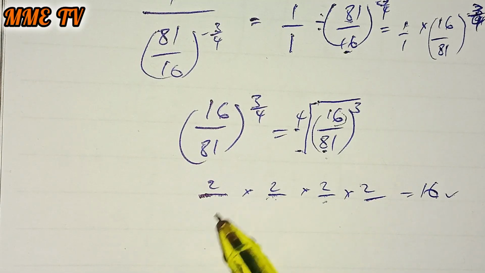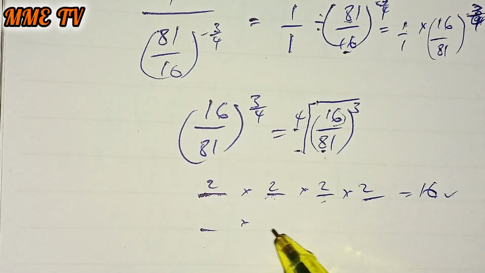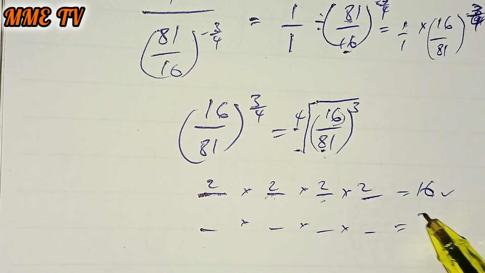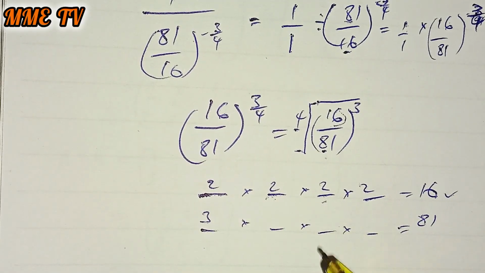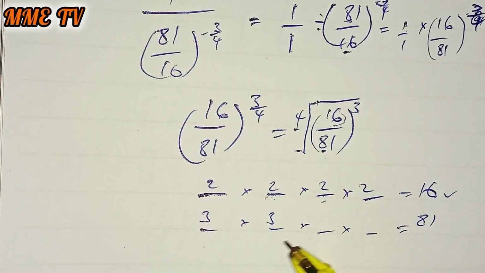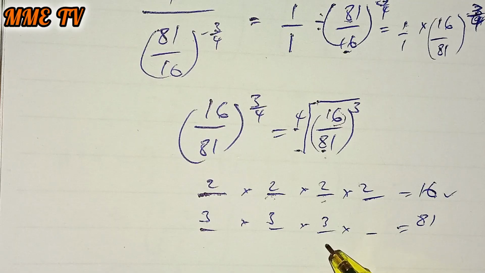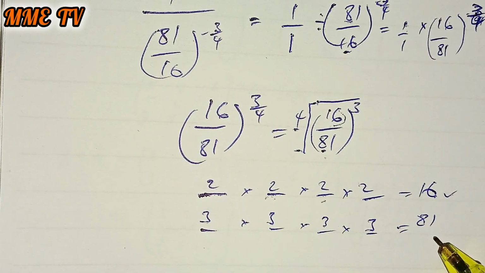Then on the second part of it, which is 81, what number do I bring into 4 times again to be equal to 81? Now let's use 3. 3 multiplied by 3 is 9, right? 9 times 3 will give us 27, right? 27 times 3 is going to give us what? 81. I hope this is very clear.